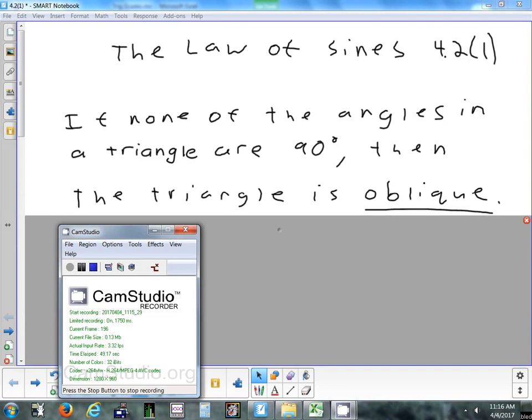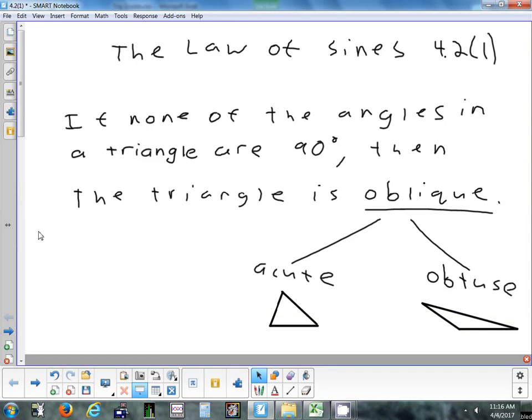So the kind of triangles we're going to look at this week are what we call oblique triangles. Under oblique triangles, there's really two categories you can have. You can have an acute triangle, where all the angles are less than 90. An example of a specific acute triangle would be equilateral. All the angles are 60. There's no 90-degree angles. And then an obtuse triangle. That's where you have exactly one angle more than 90.